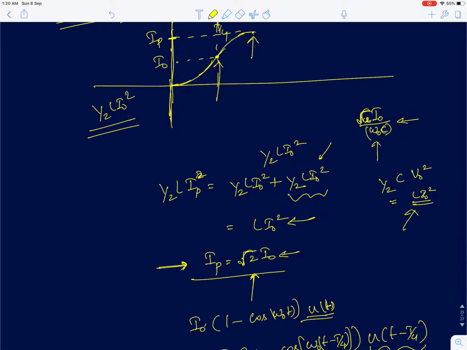So for different pulse widths, we can actually find what will be the final state, or what will be the peak current values in the steady state, by using energy conservation. It's extremely simple that way.